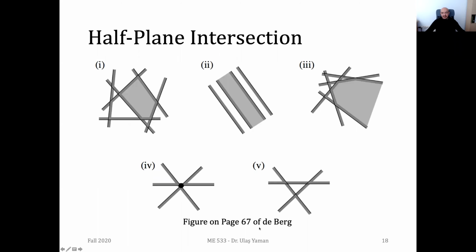So you see some possible intersections. We have a closed region here. This is unbounded, as you see, in all directions here. This is another unbounded region. And here it's a bit different. We have a single solution.